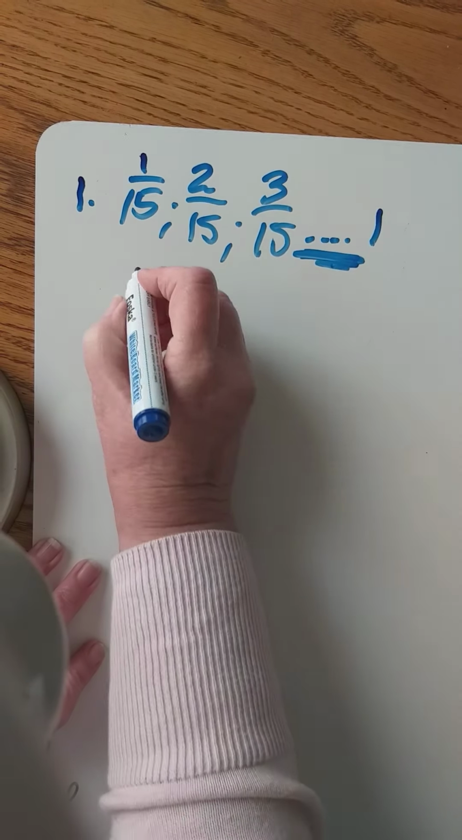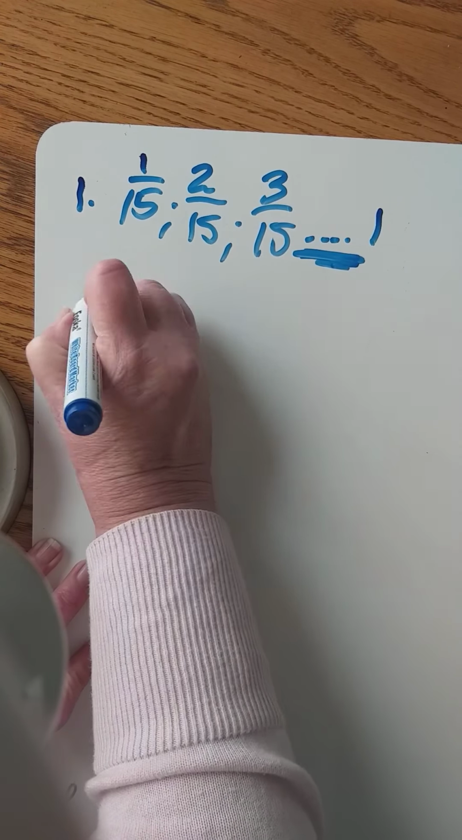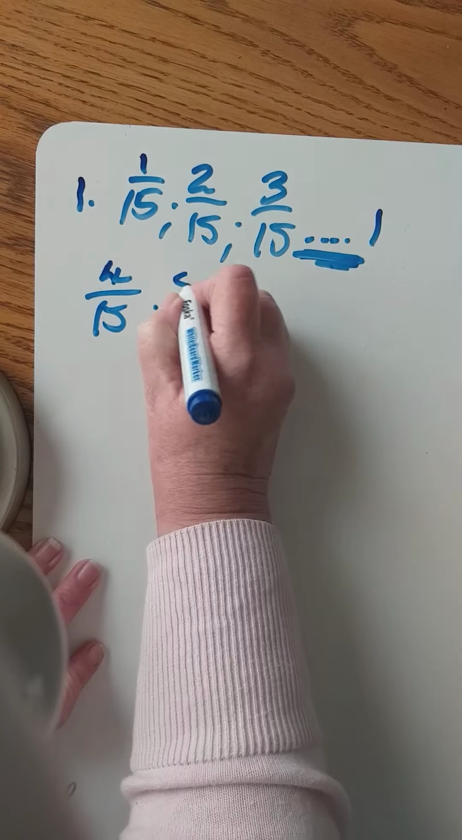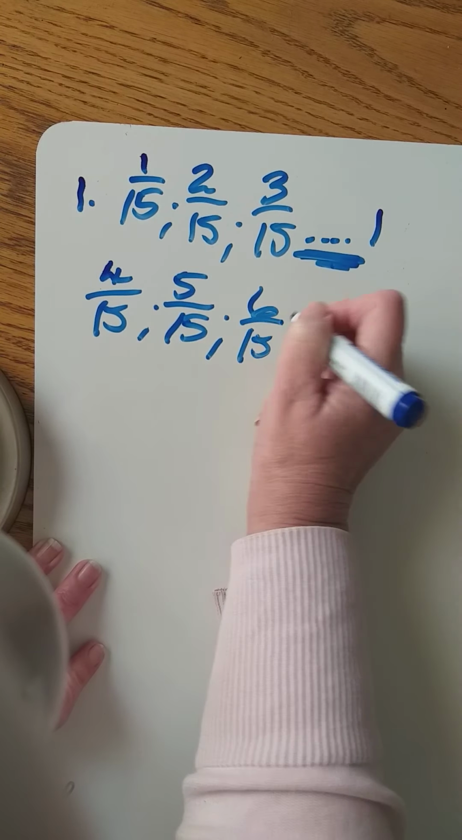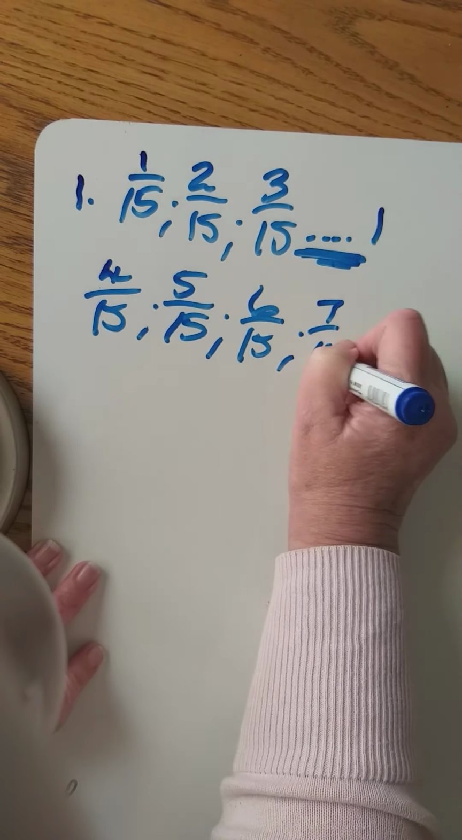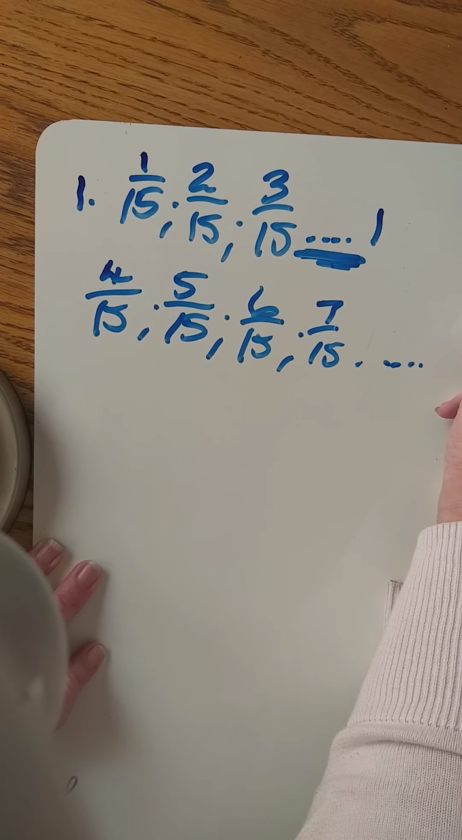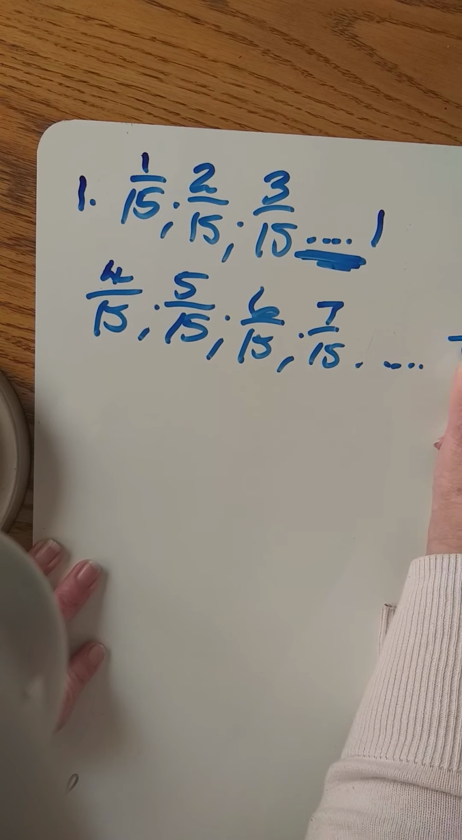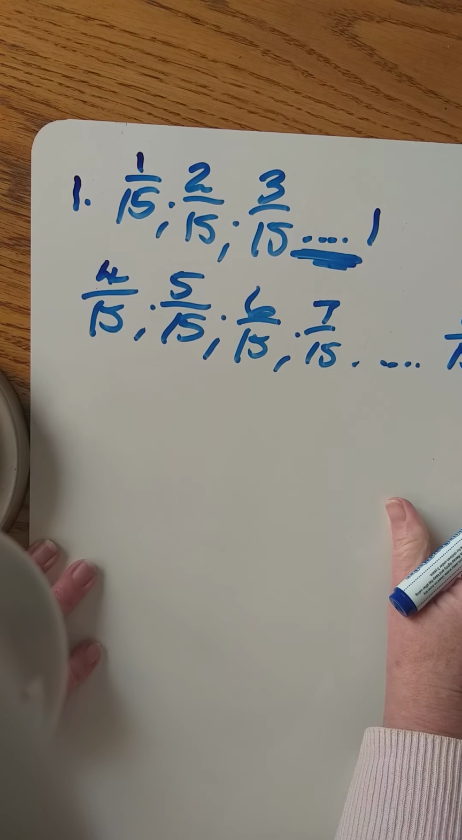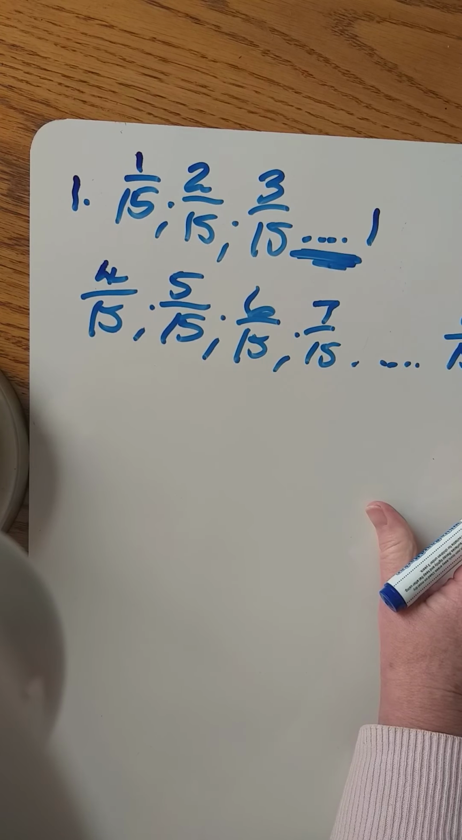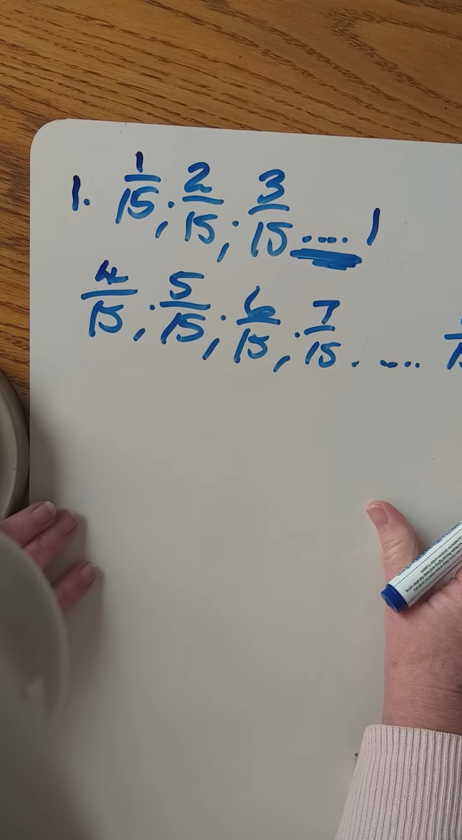So you need to put in 4/15, 5/15, 6/15, 7/15, and so you go on up until the time that you've got 14/15, and then obviously a 1. Okay, then I would like you to have a look at the next one.